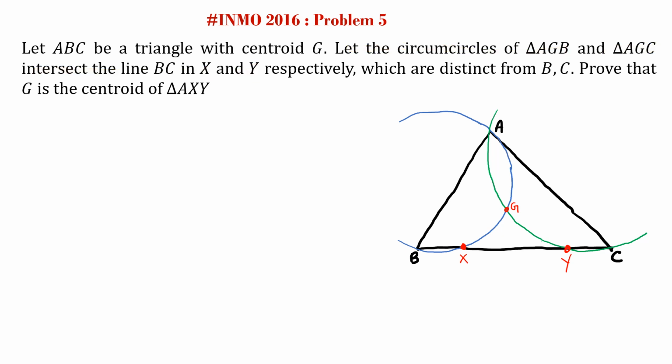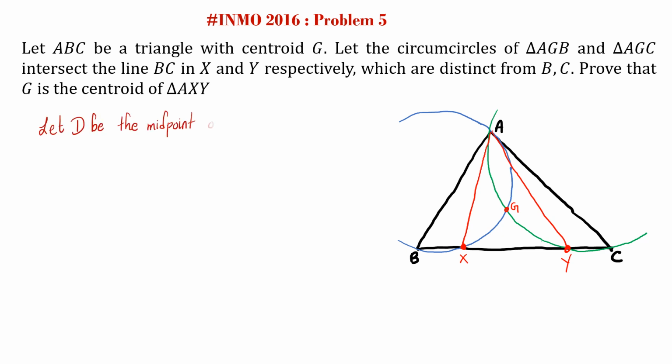Now we're going to have to prove that the point G also happens to be the centroid of the triangle AXY. So this triangle that you see over here, we're going to have to show that G also happens to be the centroid of that triangle AXY. So this is an interesting question. Let's see how the proof goes.